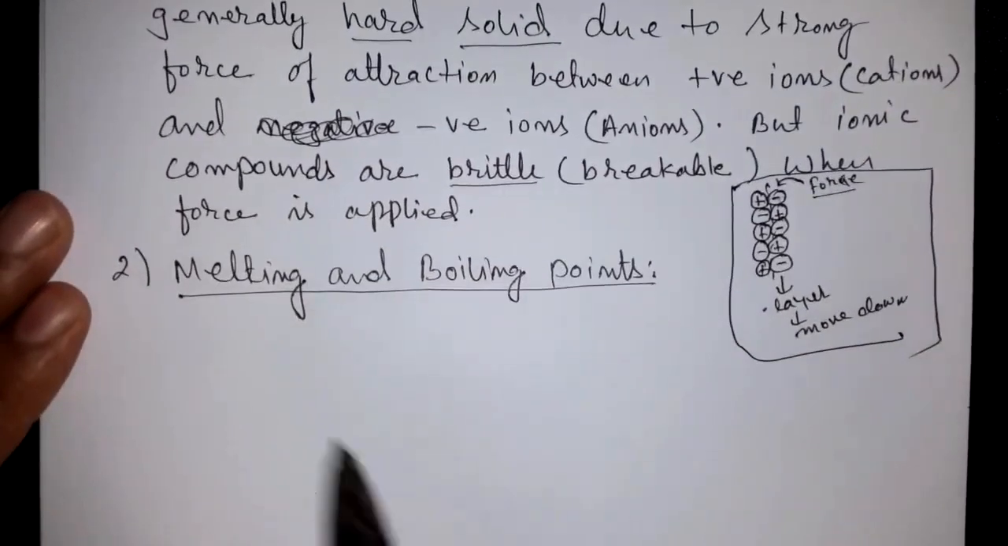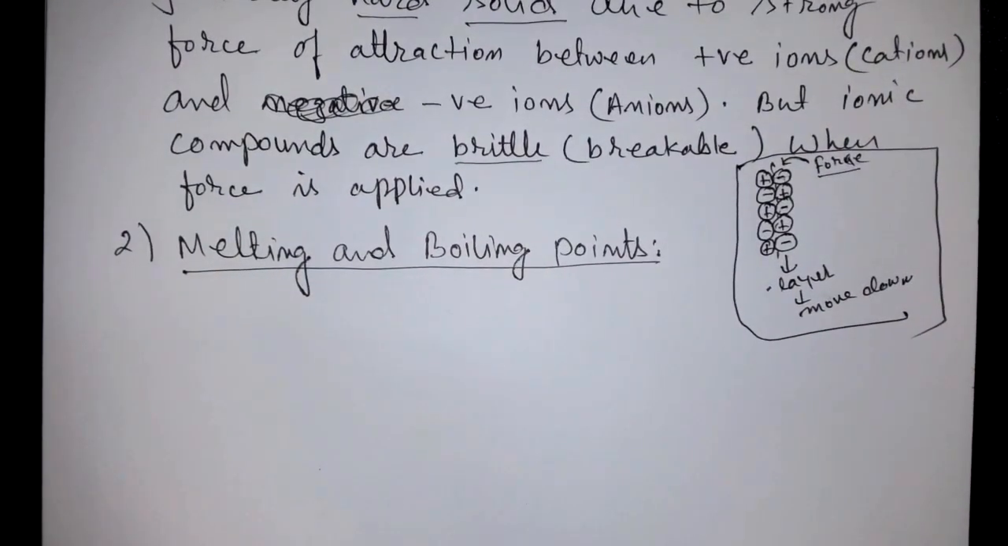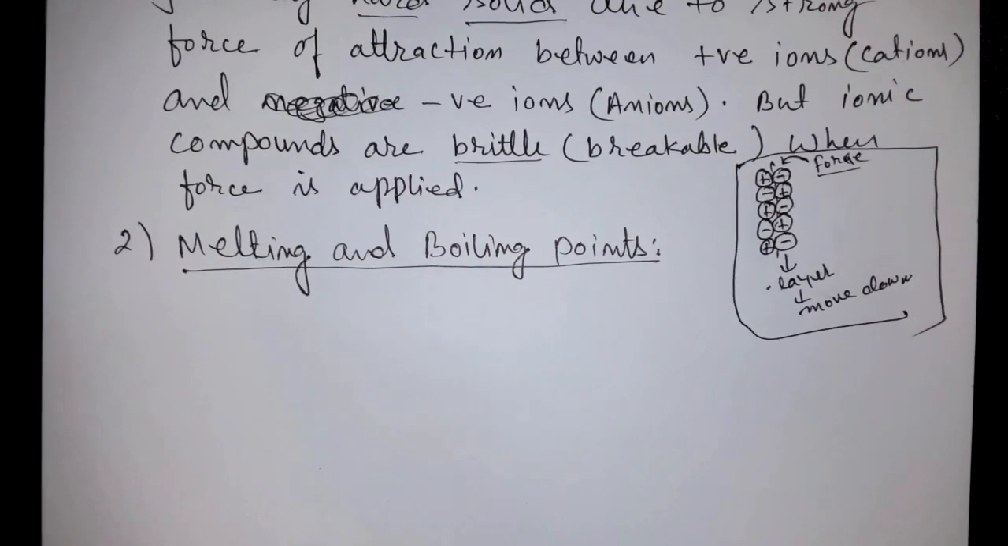Okay, next is melting and boiling points. So what can we say about the melting points and the boiling points? Before that, you should know what a melting point is and what a boiling point is. Melting point is the temperature at which a solid turns into a liquid. Similarly, what is boiling point? Boiling point is the temperature at which a liquid turns into gas, or starts boiling, we can also say.